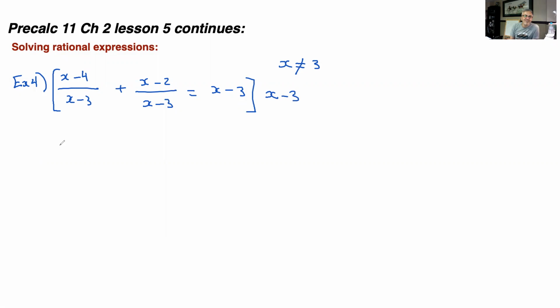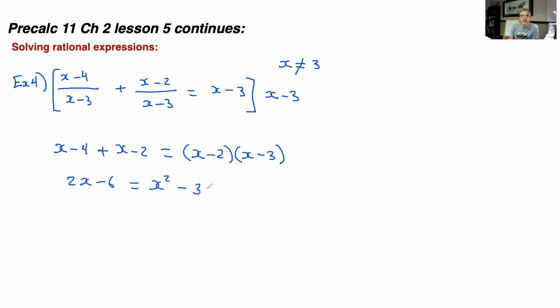So this one is going to stay the same. And that one is going to stay the same, because when you multiply x minus 3 into here, they'll cancel. And you're left with x minus 4. When you multiply it into here, x minus 3 will cancel, and you're left with x minus 2. And you have to multiply everything, so even the right side of the equal sign, and then nothing cancels because it's over 1. So you'll have to multiply the x minus 3 into here. Now, this is 2x minus 6 equals x squared minus 3x minus 2x plus 6.